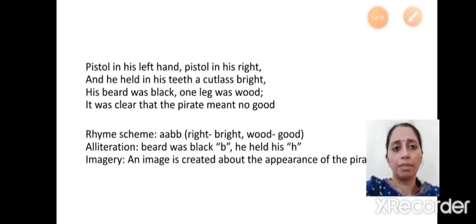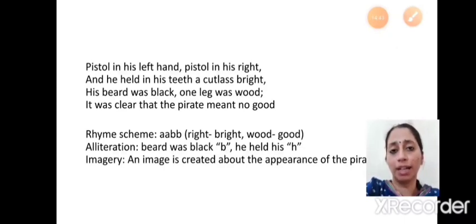Next, again the rhyme scheme is right, bright, wooden, good. Alliteration: his beard was black. The sound of B is repeated. And then the way the pirate is described, it creates an image in our mind.